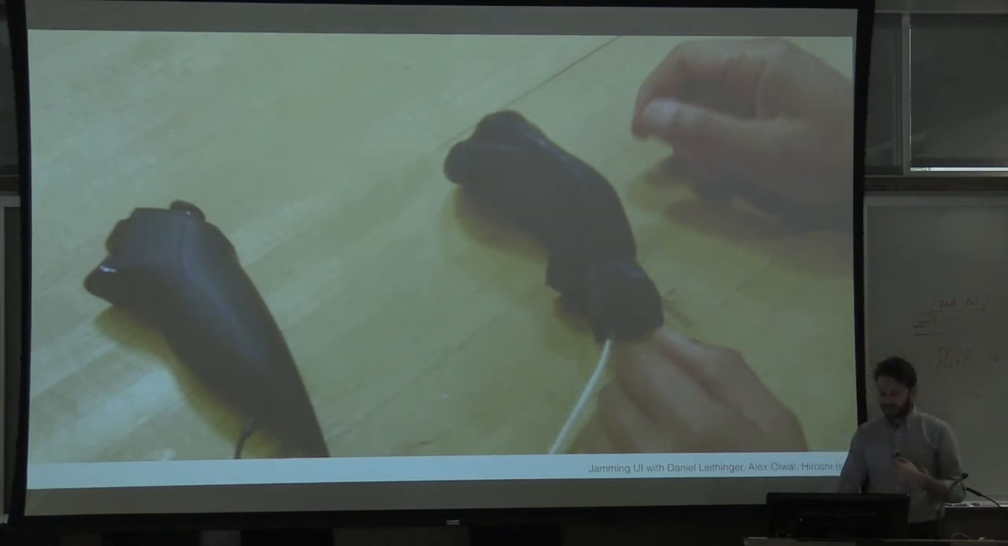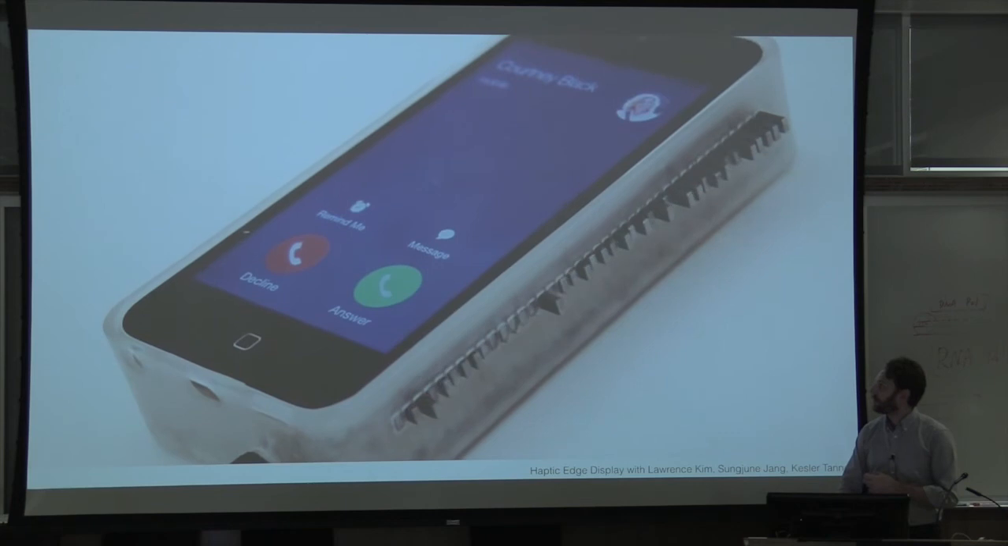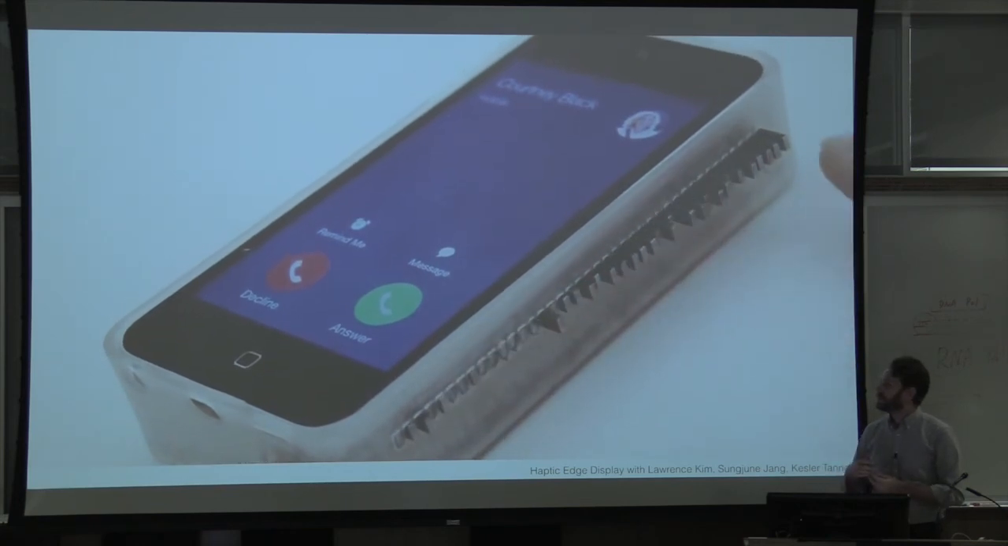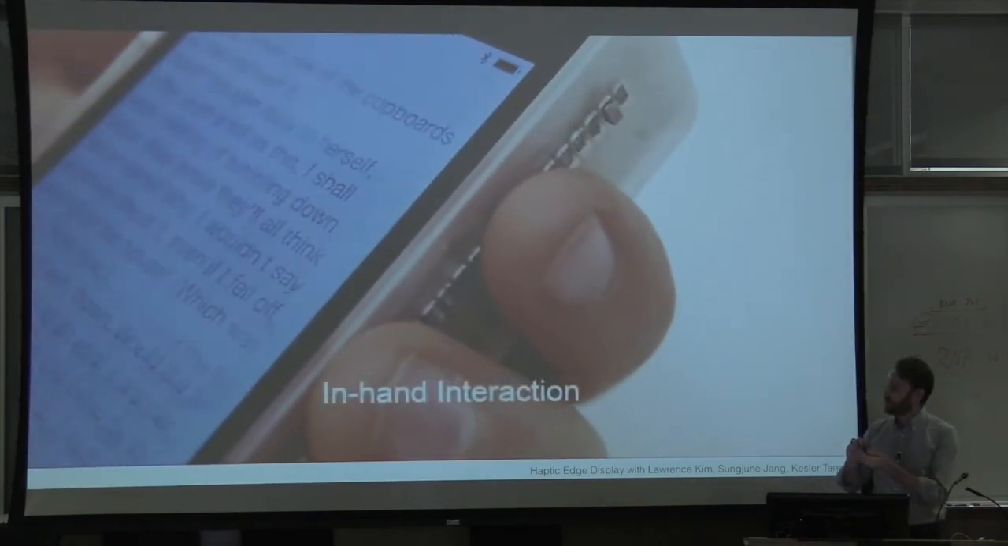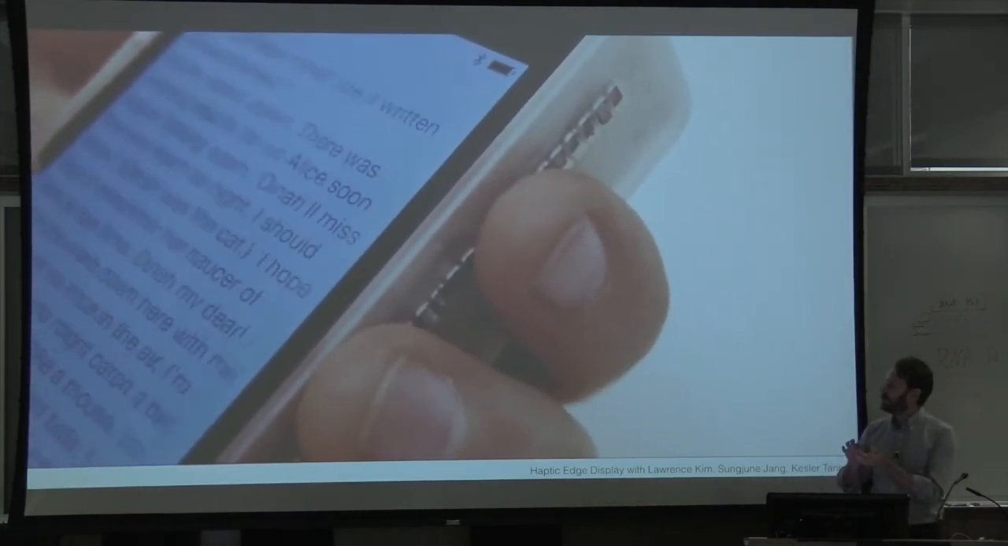Then at Stanford, we've been thinking about how we can merge these more radical shape-changing mobile devices with more traditional mobile devices. We have a paper that was presented at CHI 2016 about this haptic edge display, which basically has all of these small actuators on the edge of a mobile device.